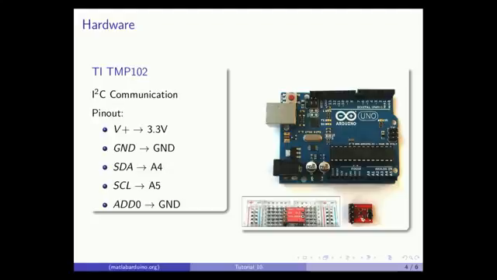Here's the pinout. Connect the supply voltage and ground to the 3.3 volt and ground pins of the Arduino. Since it is an I2C device, connect SDA to pin A4 and SCL to pin A5, and ground ADD0.